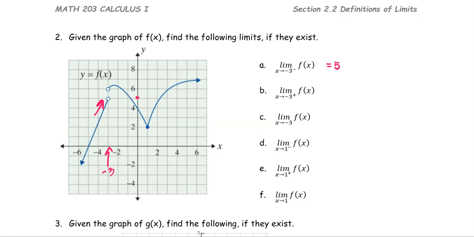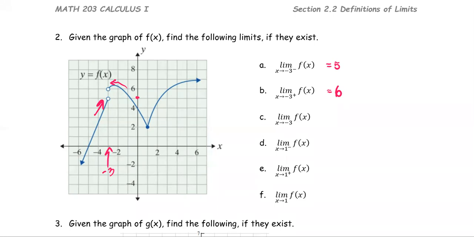Part B, limit of the function as x approaches negative 3 from the right. This time we're going to look at the graph as it comes to the value from the right side. So the value of the function approaches the value 6. The answer for part B is 6.